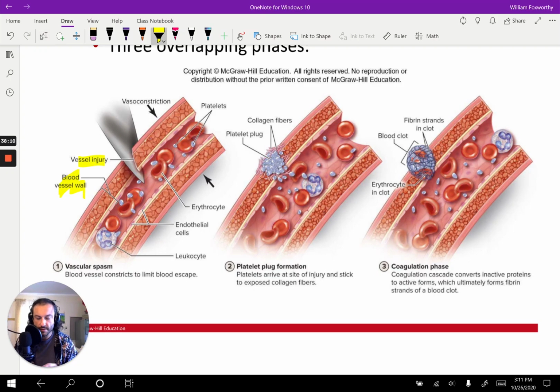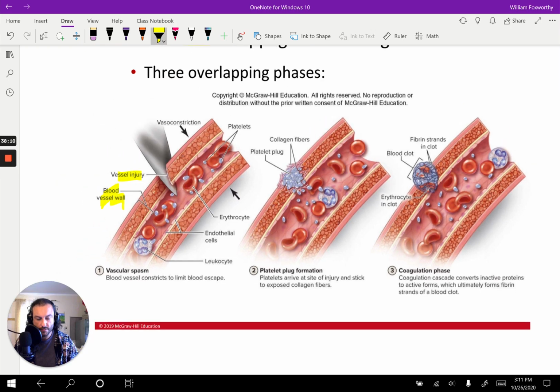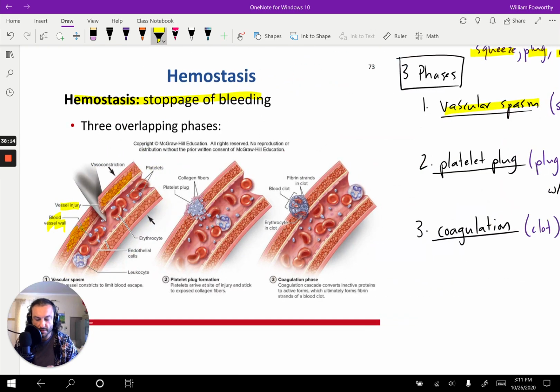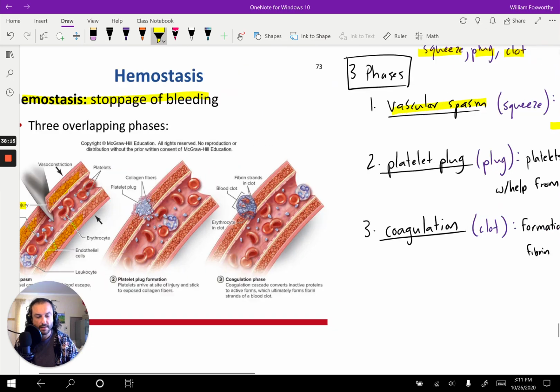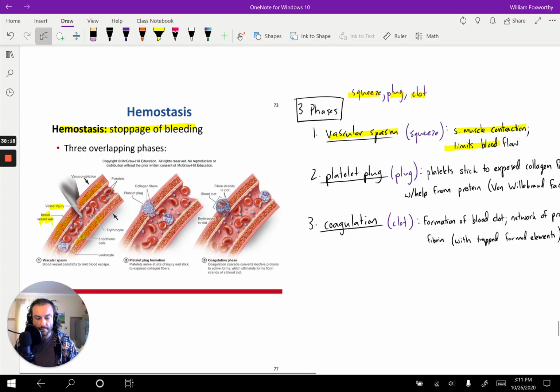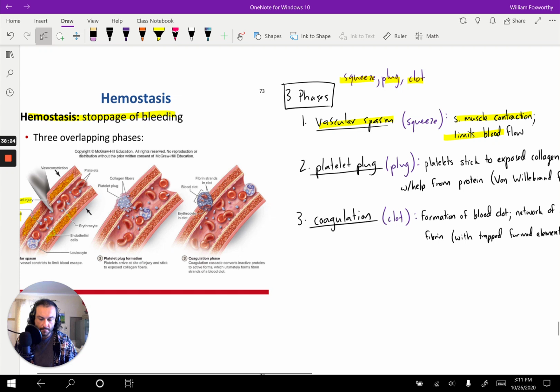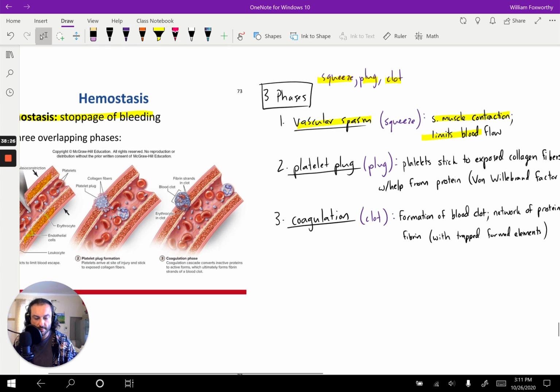The blood vessel here is going to squeeze, or the smooth muscle in the blood vessel will constrict to close it off as much as possible. And that's going to last on the range of minutes. So fairly short lasting. The platelet plug also does not last very long, also minutes.